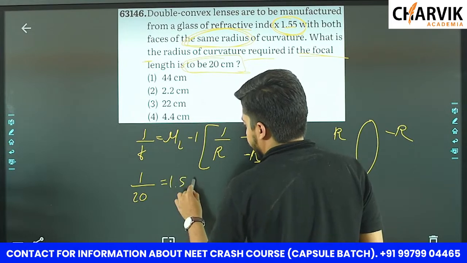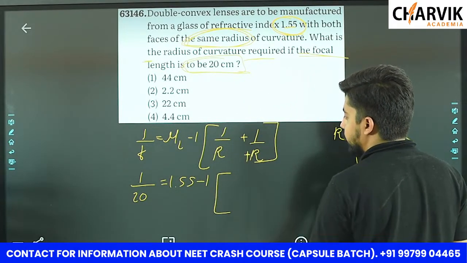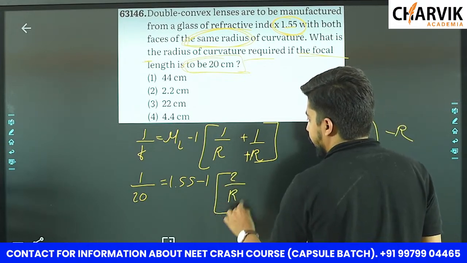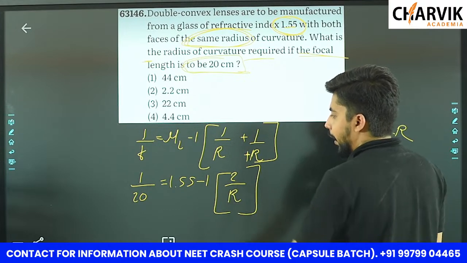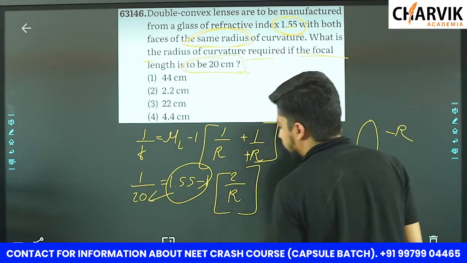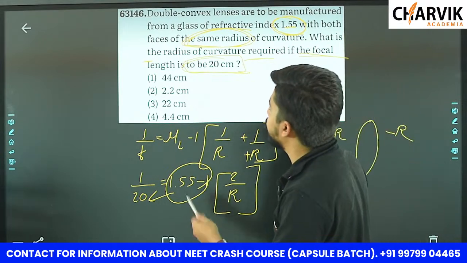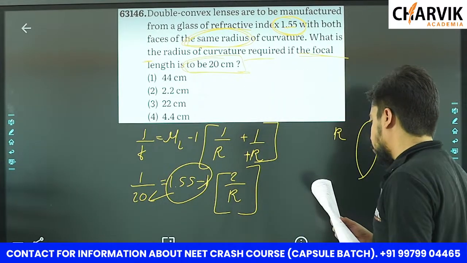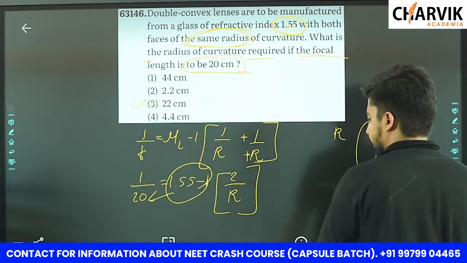which is 1.55 minus 1 into 1. This minus minus becomes plus 2 divided by R. 1.55 minus 1, that is 0.55. And after taking that 0.55 to the other side, you will be only remaining with 2 by R on this side. And after solving this simple thing, in this question, you will get the answer as 22 centimeter.